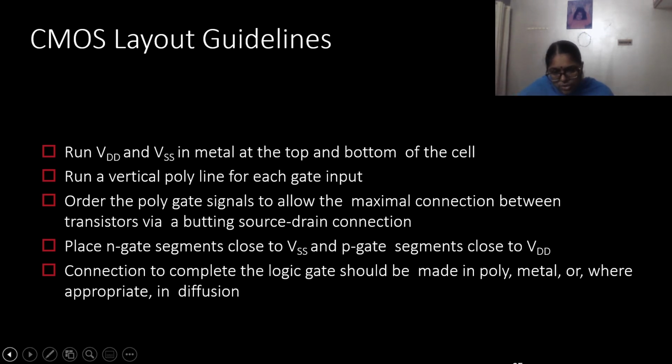But what you have to keep in mind is that above the demarcation line, PMOS transistors have to be placed, and below the demarcation line, NMOS transistors have to be placed. Because above the demarcation line, the metal layer which is running will be VDD, and below the demarcation line, after the NMOS transistors, you will be having a metal layer which acts as the ground.